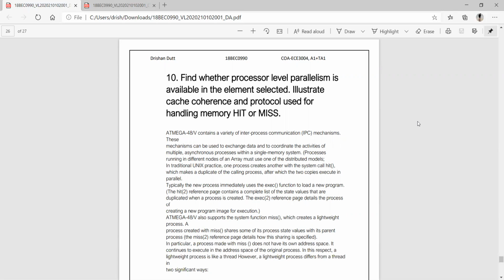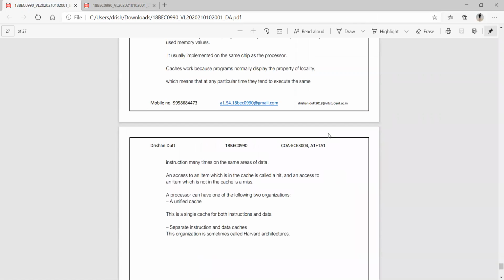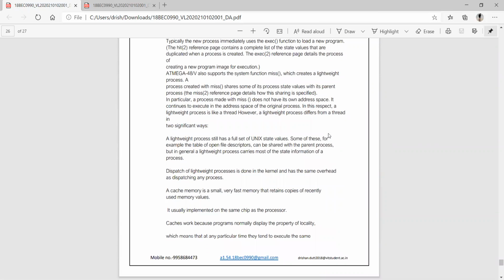Typically, the new process immediately uses the exec function to load a new program, but this microprocessor also supports the system function, which creates a lightweight process. A process created this way shares some of its process state values with its parent process. Dispatch of a lightweight process is done in the kernel and has the same overhead as dispatching any process.